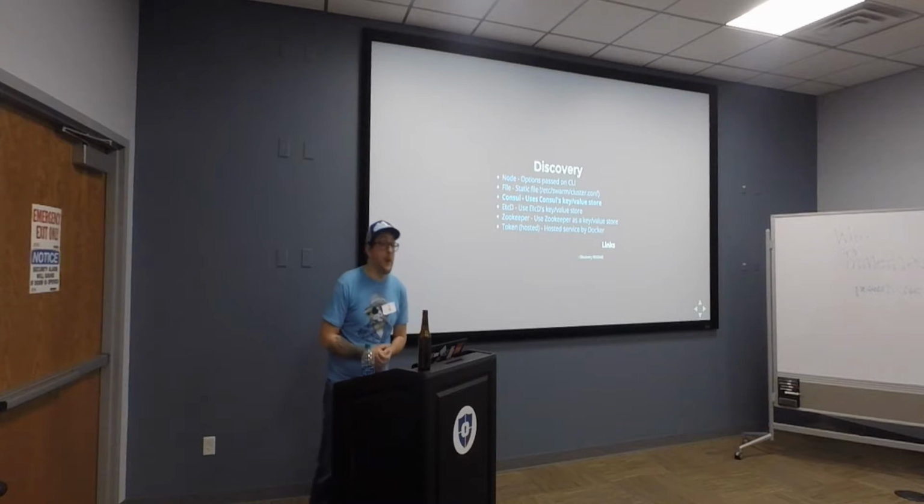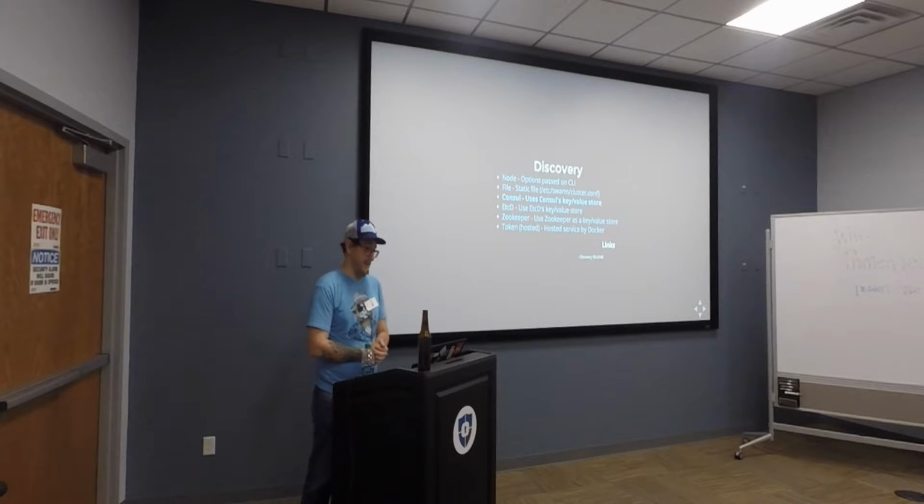Discovery. Very burning question, and good segue. Node discovery is passing in all of the backend Docker hosts on the command line. So it's just a comma separated list of Docker hosts and ports on the command line. File is setting /etc/swarm/cluster.conf to be the same thing. It's just an IP:port setup, and it will read through them, health check them, and create its view of the cluster from that file.